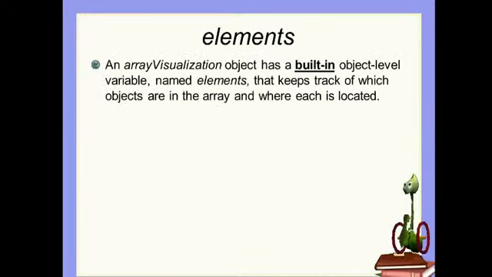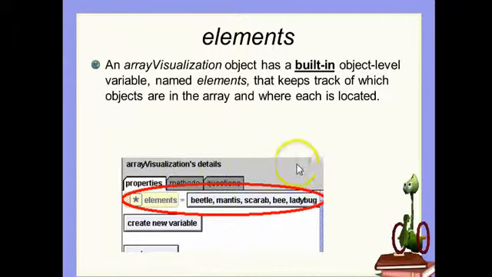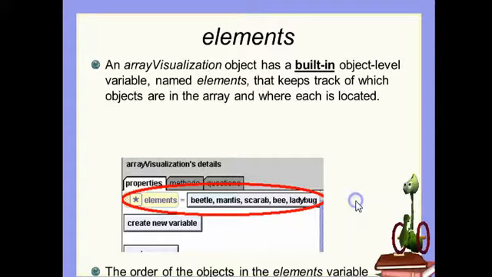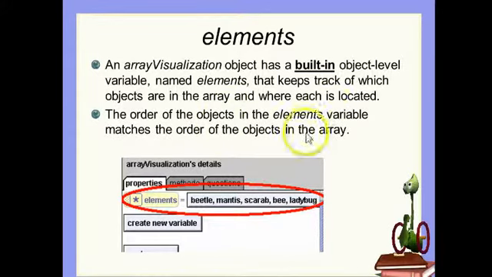So when you have an array visualization object, there's a built-in variable, so you don't have to create it. It's automatically declared an object level variable. It's named elements, and it keeps track of the objects or where they're located. All right, so you go to the properties of the array visualization, and you'll see it right there. And the order is in the elements variable, so beetle, mantis, scarab is going to match the order of the objects in the array, and the order is really important. Those of you who've worked with matrices know that to be true.